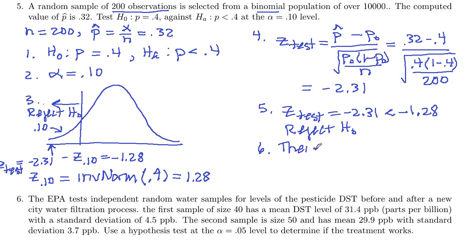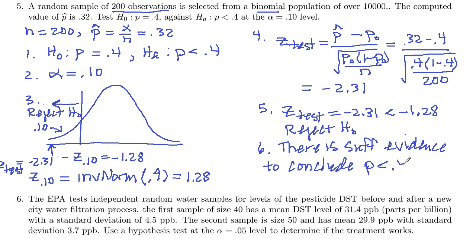So there is sufficient evidence. And it's always evidence for or not for the alternative. So there is sufficient evidence to conclude that p is less than 0.4. So 0.32 with a sample size of 200 was enough so that it was not due to chance.